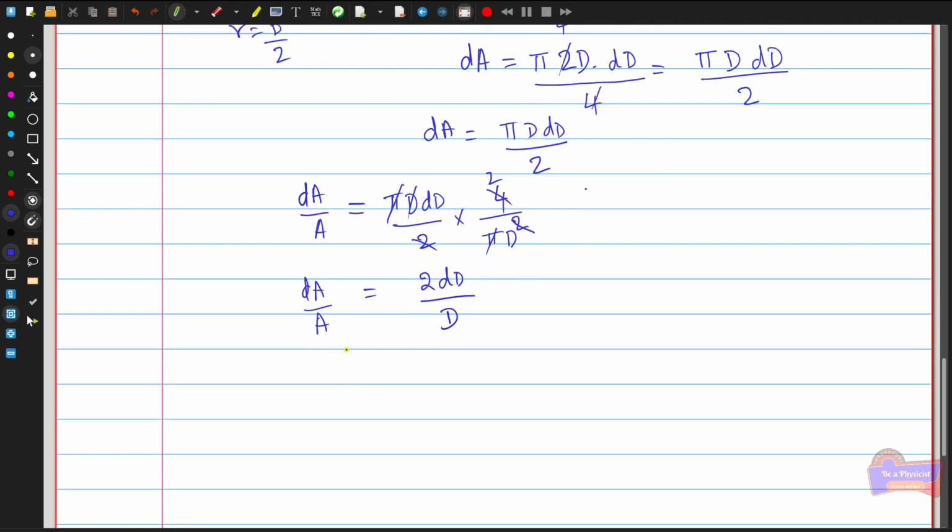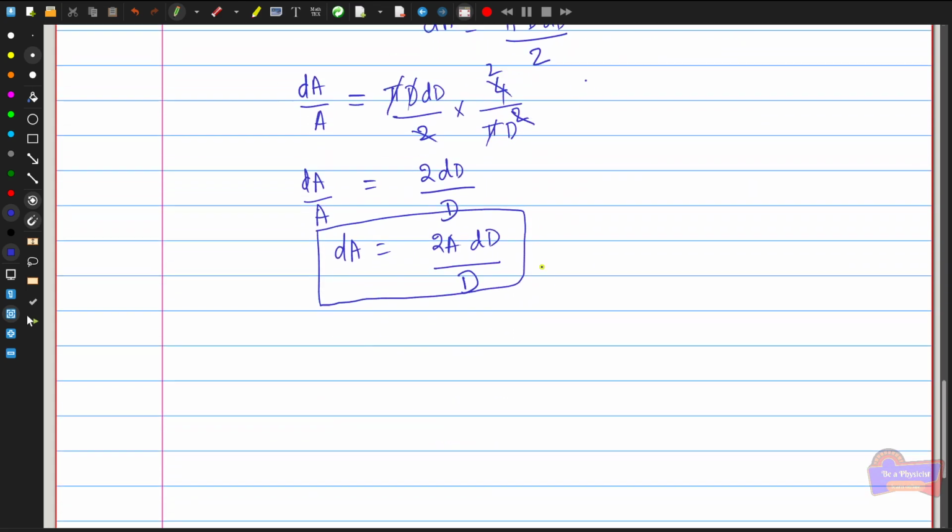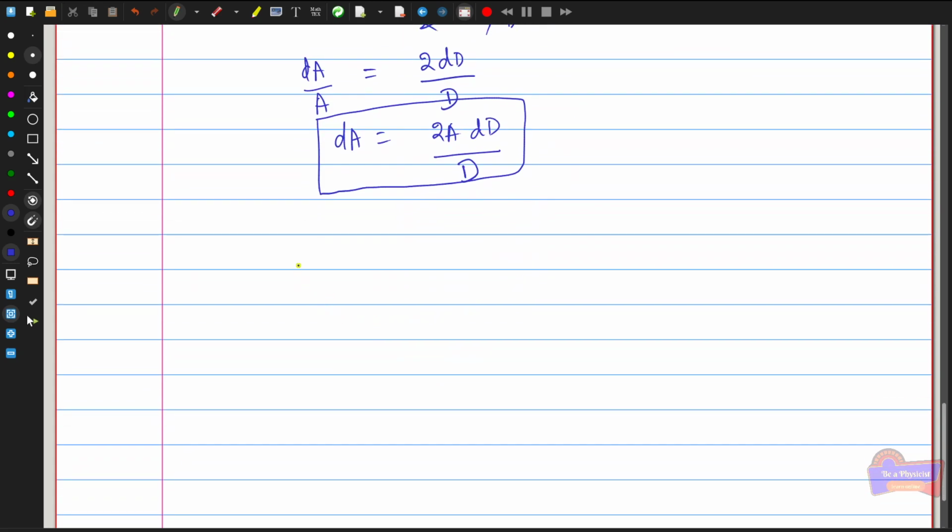So from this equation I can multiply the whole equation with A. I get dA equal to 2 times A dd divided by d. So that is the change in the area of cross section. So I know the change in cross section, and I can directly substitute the values in equation 1, so that I can find out what is the change in volume.